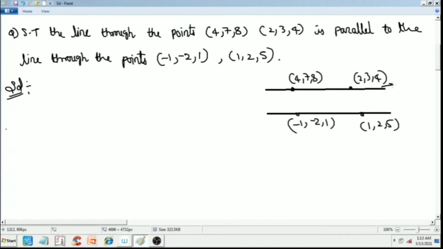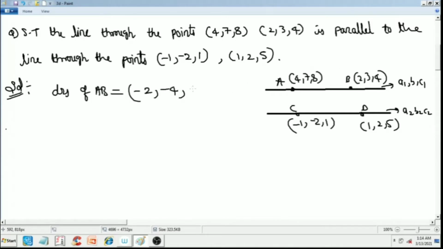Now first find the DRs a1, b1, c1 and then find the DRs a2, b2, c2. Let us name the first two points A and B, and the other two points C and D. The DRs of AB are 2 minus 4, which is minus 2, 3 minus 7, which is minus 4, and 4 minus 8, which is minus 4. Let us call it A1, B1, C1. So A1 is minus 2, B1 is minus 4, C1 is minus 4.